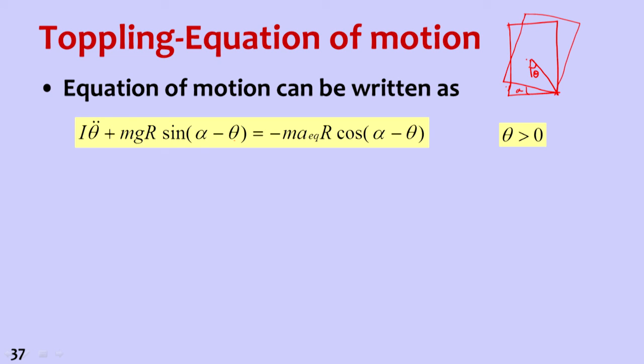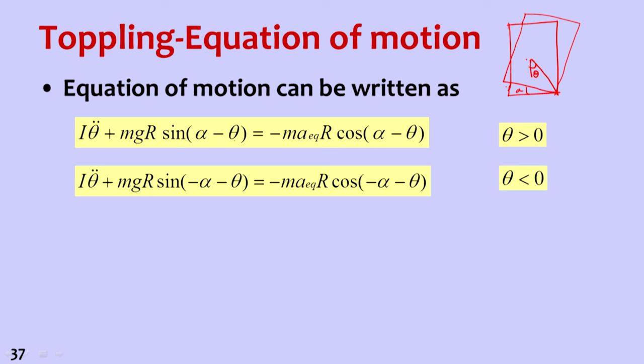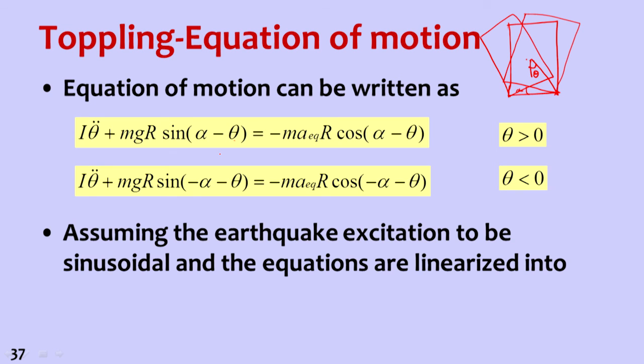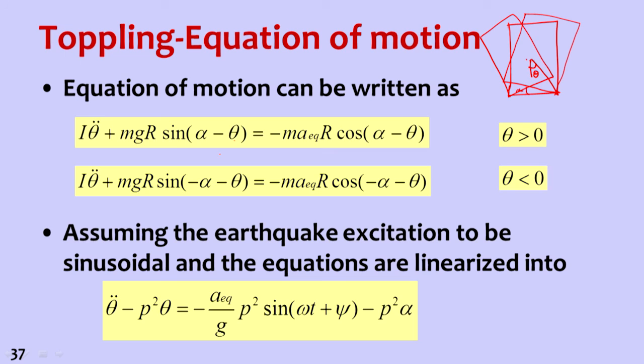Theta is greater than 0 from this location, and from this location on the other side, theta is less than 0. So we use two equations. Assuming the earthquake excitation to be sinusoidal and the equations linearized, we get a solution. Theta is a degree of freedom, so we need a solution for theta. This is a non-linear equation, so we need to solve it by doing linearization.